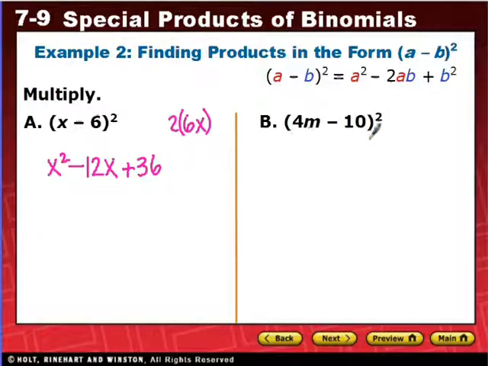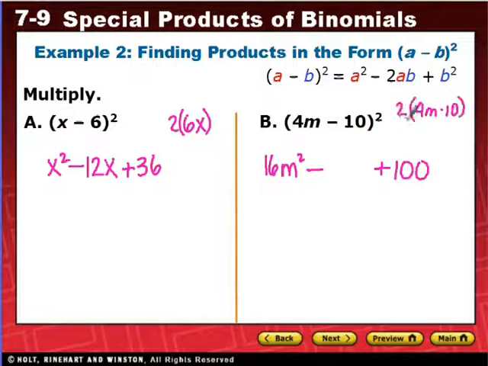Pause the video and try 4m minus 10 all squared. Happy to have you back. Let's try it. 4m squared would be 16m squared. Both 4 and the m are squared. Minus 10 gives us plus 100 at the end. And in the middle, it's minus, and we make the product, so 4m times 10, doubled. So that's 40m times 2 makes 80m. 16m squared minus 80m plus 100.